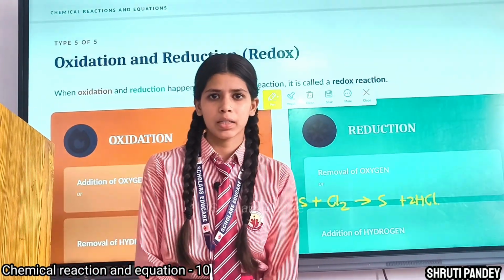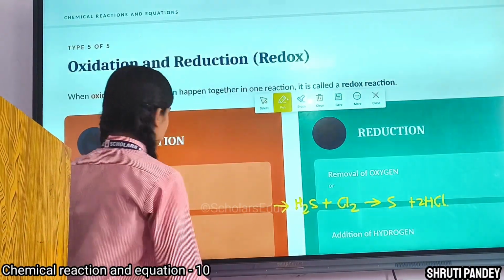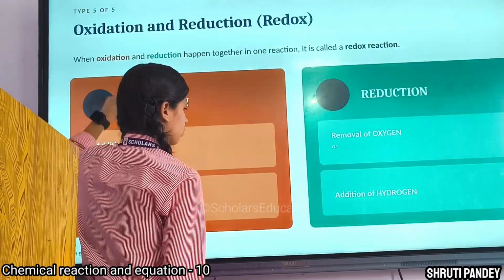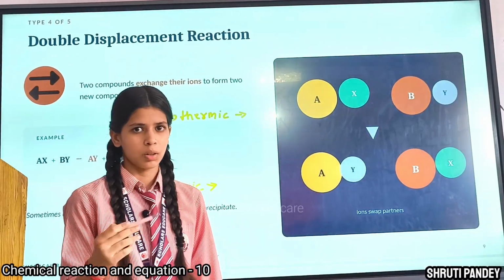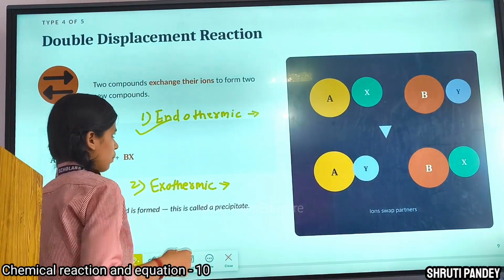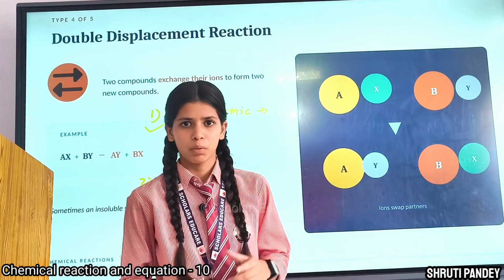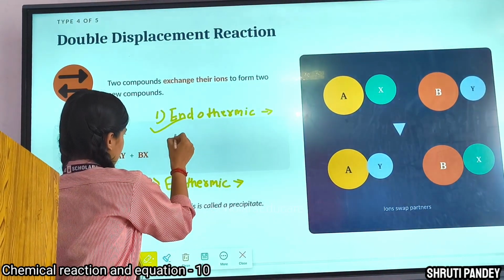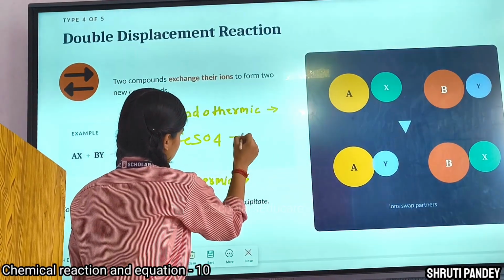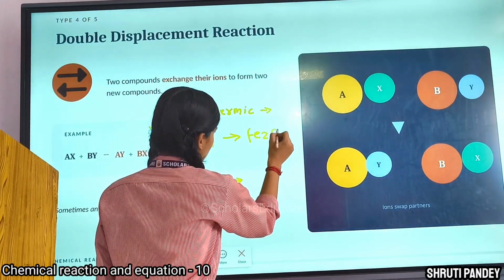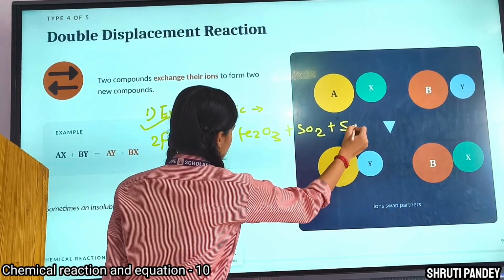So this is the example of reduction reaction. And now the last type of chemical reaction is endothermic and exothermic reaction. So the first is endothermic reaction. The reaction in which heat is absorbed is called endothermic reaction. For example, 2FeSO4 gives Fe2O3 plus SO2 and SO3, sulfur trioxide.